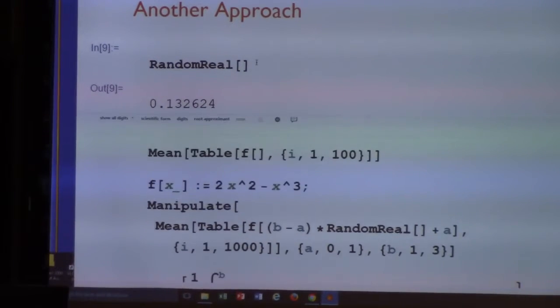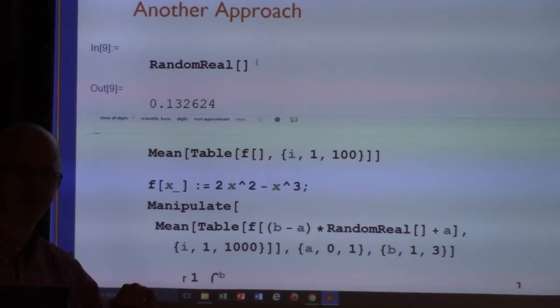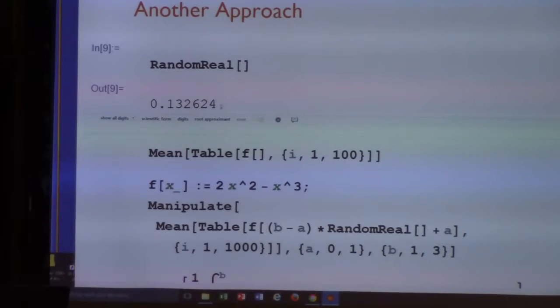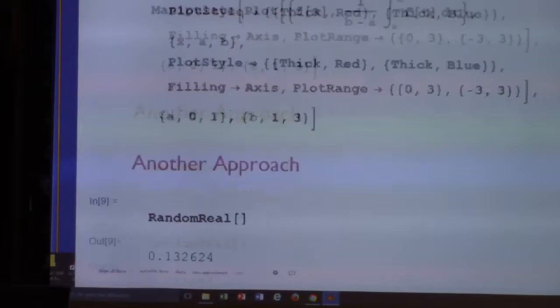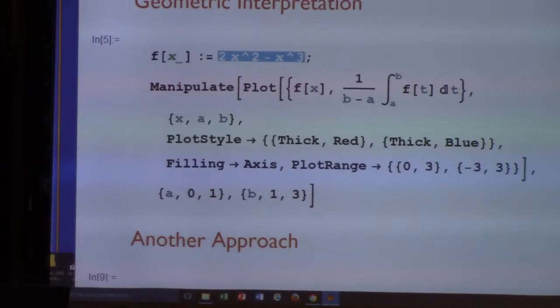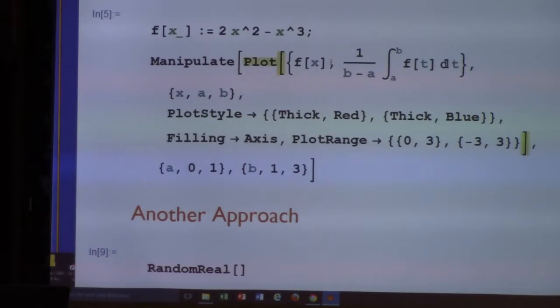It should follow a uniform distribution. If you gathered enough data from random real, it should be uniformly distributed over the interval from 0 to 1. If I plug random real into the function, again, the function here is still the same one, 2x squared minus x cubed. It's going to give me a random output between 0, not necessarily between 0 and 1, excuse me.